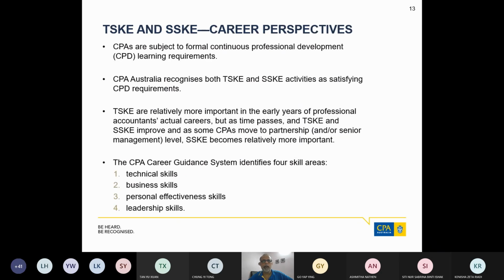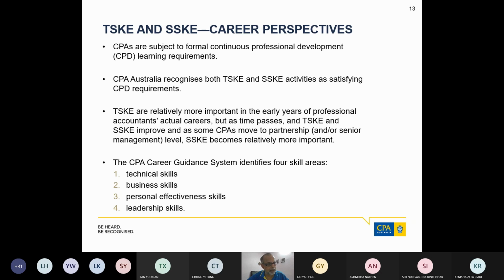Okay. So like I said, these are the two very important aspects. CPA stands for Certified Public Accountants. Formal CPD. Okay, once you graduate, you have to attend class. Not just graduated, no more class. It's called CPD. Lifelong learning. They call it lifelong learning. So CPA Australia recognizes both the technical skill aspect and the soft skill aspect. These two aspects are very important.